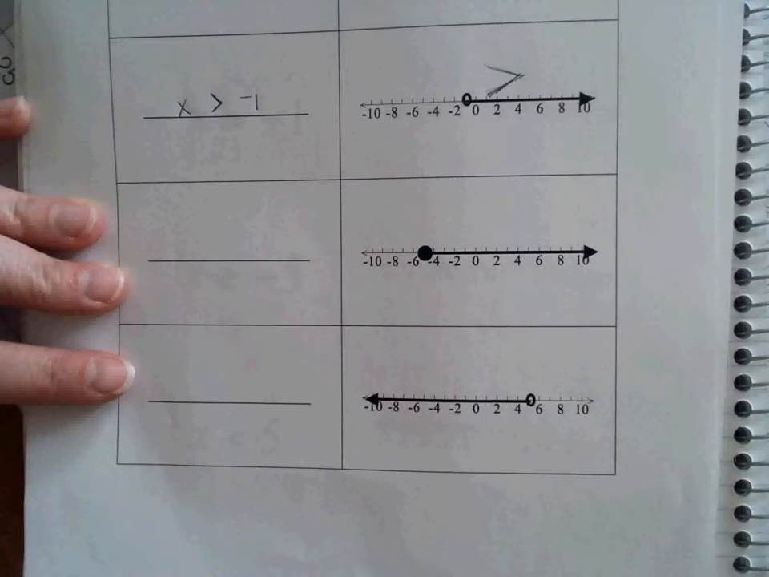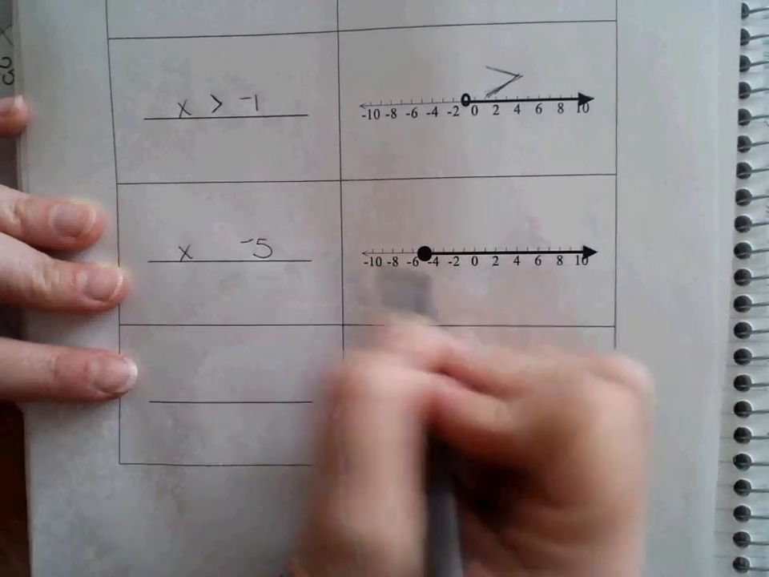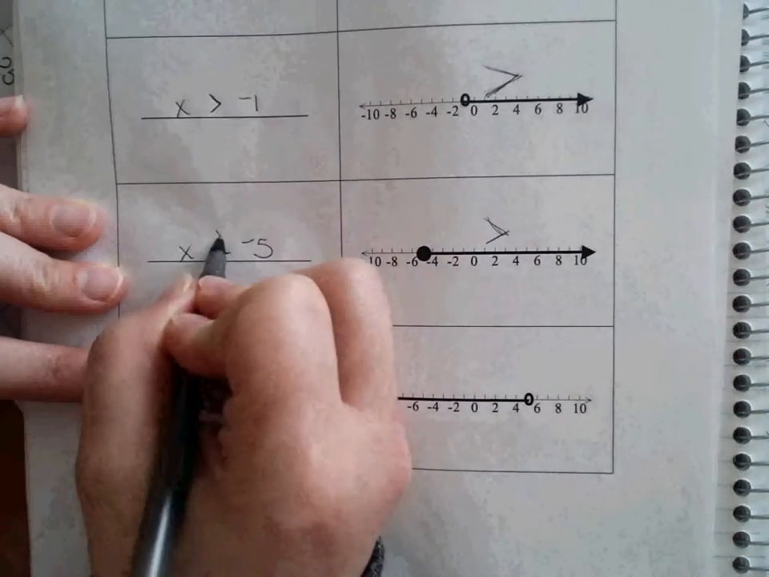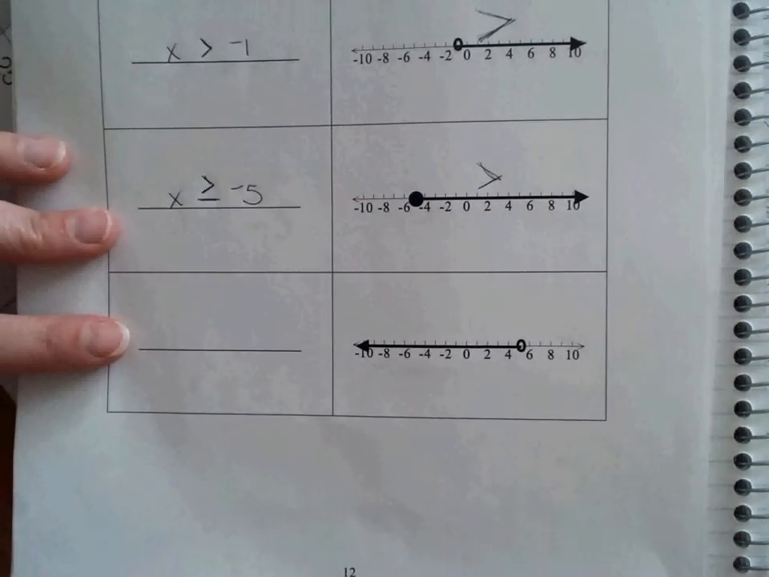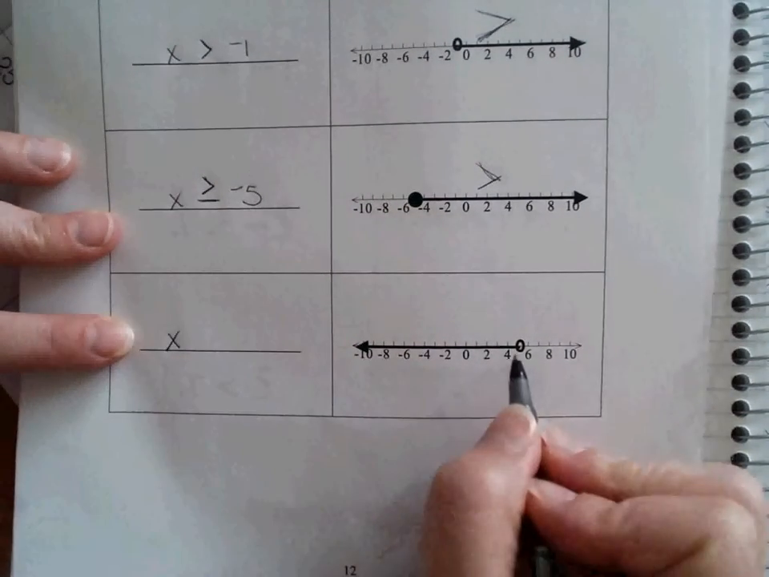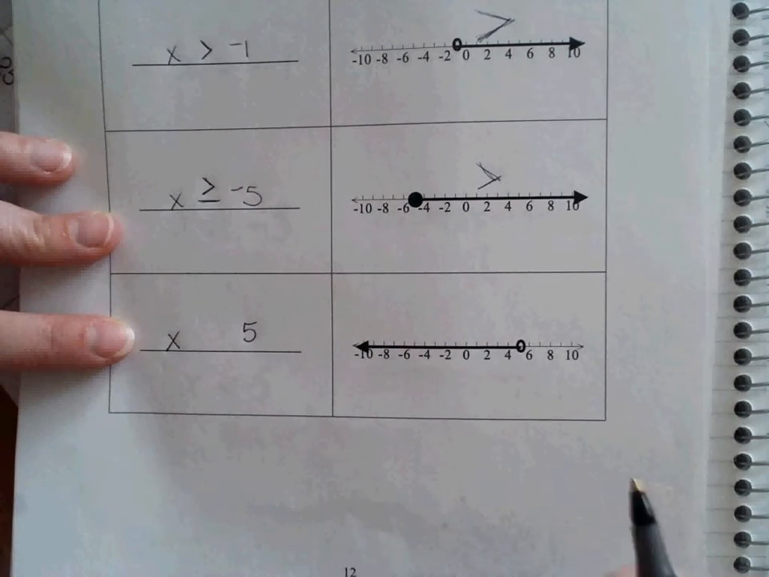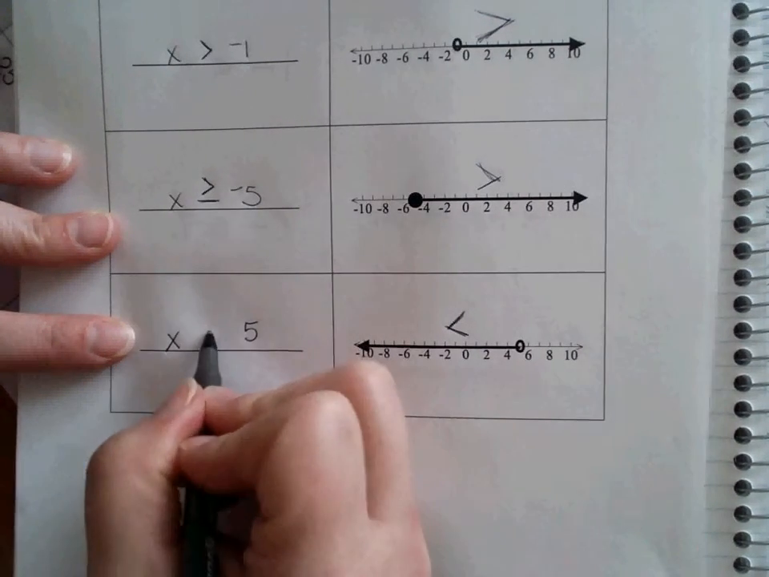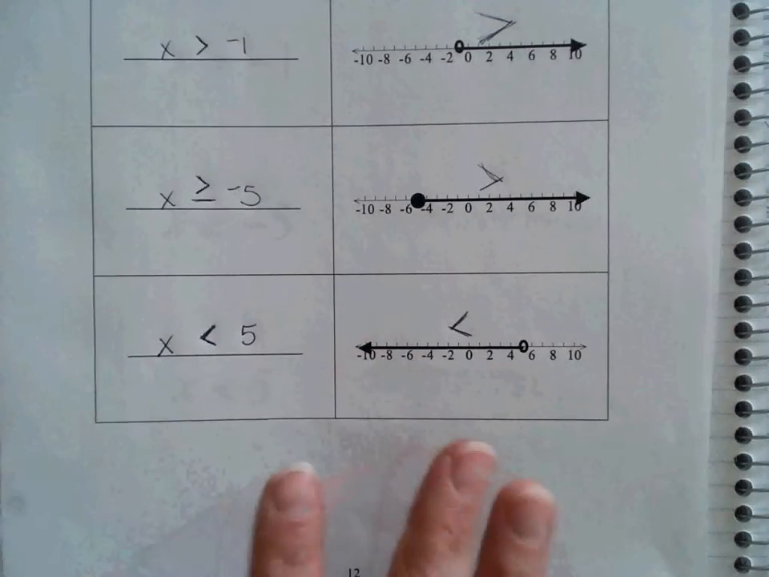Pause this video and try these next two. First thing I'm going to do is write my variable. The number being used here is negative 5. It's colored in, so I'm going to do my line, going to the right, so I'm going to use my right symbol. I'm going to use x again. It is over 5 this time. It is not colored in, so I'm not going to put an equal to symbol, and it is going to the left, so I'm going to write my left symbol.